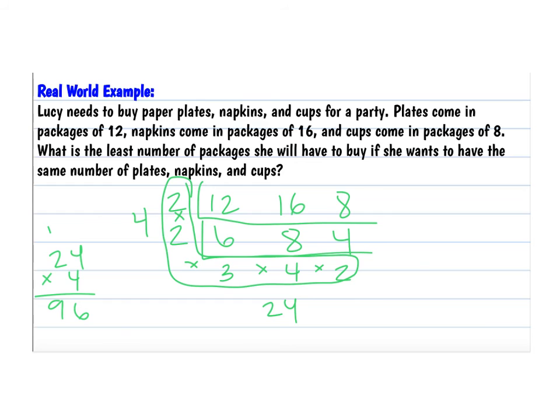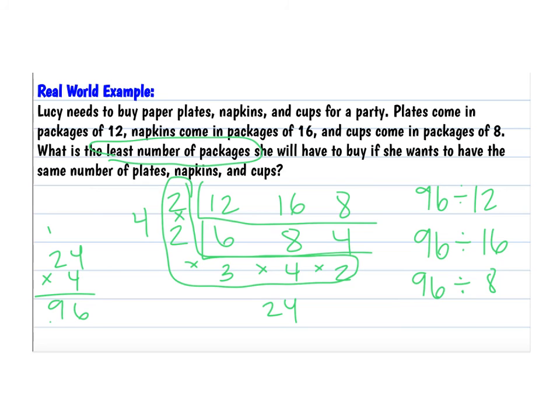But the question's asking least number of packages. So we want to know how much of each she would need to buy if we need 96 of all of them. So we're going to take 96 divided by the 12 plates, 96 divided by 16 for the napkins, and 96 divided by 8 for the cups.